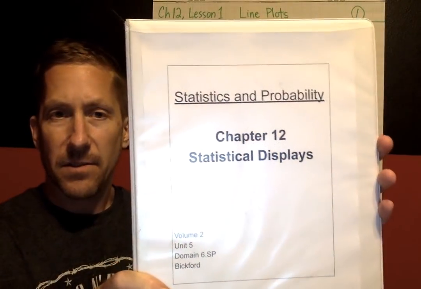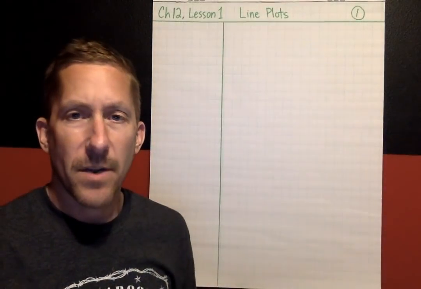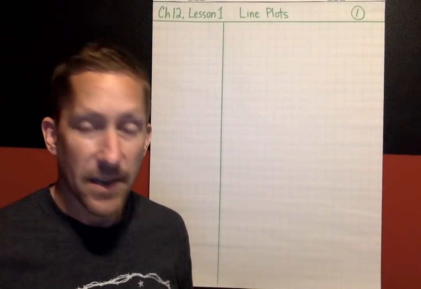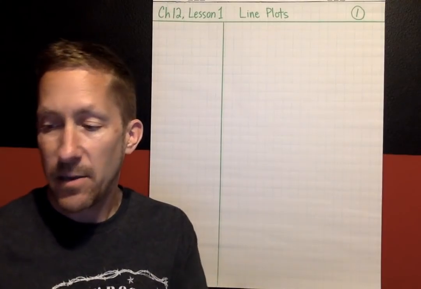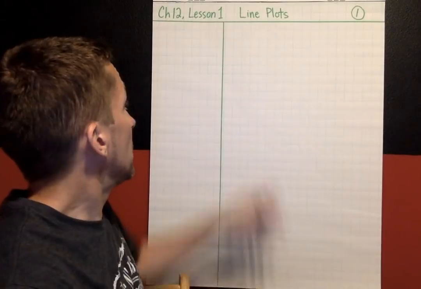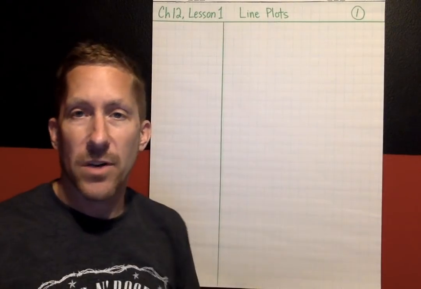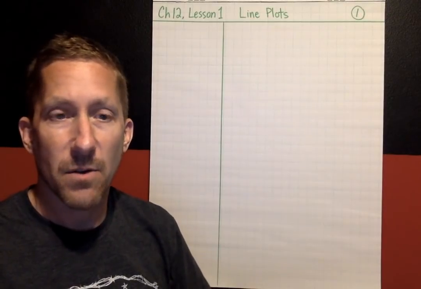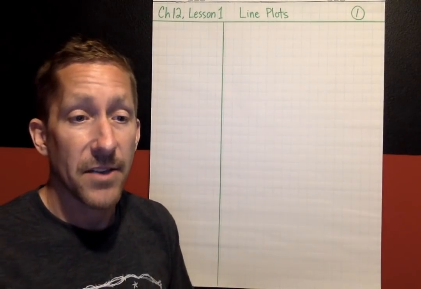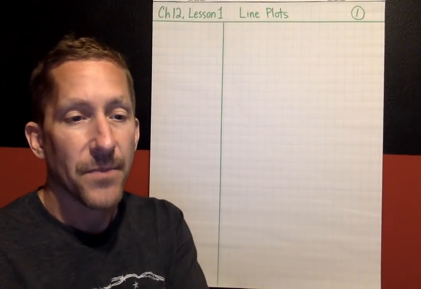Chapter 12 is called Statistical Displays. There's quite a bit of overlap with Chapter 12 to Chapter 11, which I think you will see. But let's get started with Lesson 1. In Lesson 1, you're going to learn about line plots or dot plots, which you have actually already seen in Chapter 11. So a lot of this lesson is repeat.